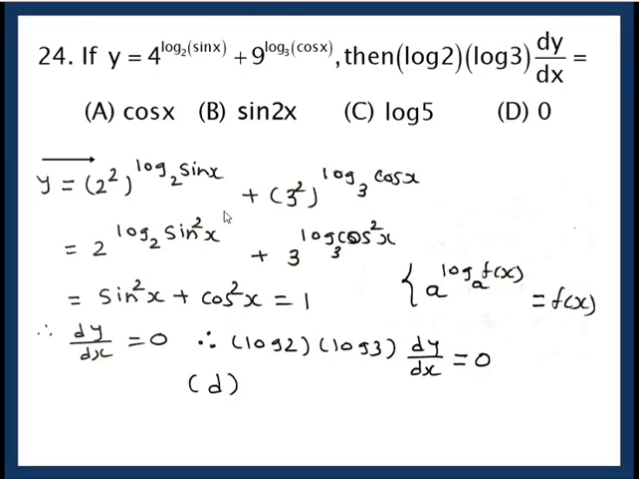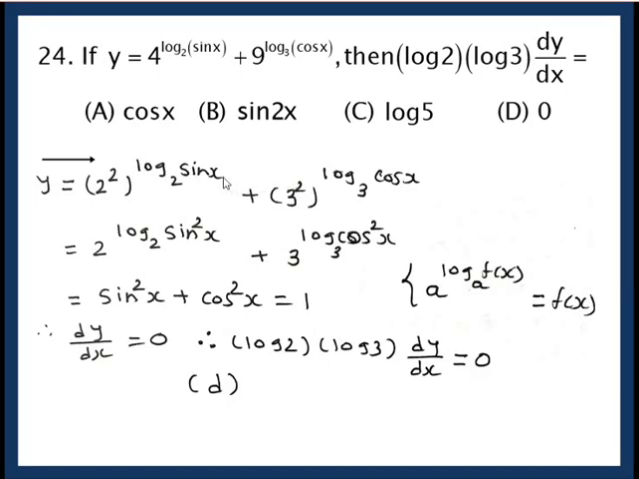This sum I think I have already taken when I explained the topic derivatives. I think in third lecture. Okay. Y is given to be 4 raised to log of sin x to the base 2 plus 9 raised to log of cos x to the base 3. Then what is log 2 into log 3 dy dx? Now, what is 4? 2 square. a raised to m raised to n, a raised to mn. Now n log m is log of m raised to n.